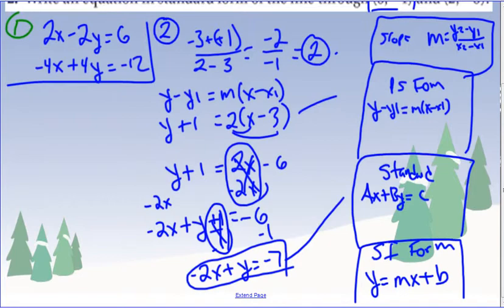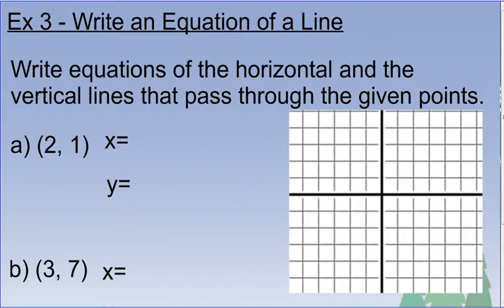Moving on to the lesson. Example 3. Now we're going to write an equation of a line. It says write equations of the horizontal and vertical lines that pass through the given points. So this is actually 2 separate problems here. So let's look at letter A.